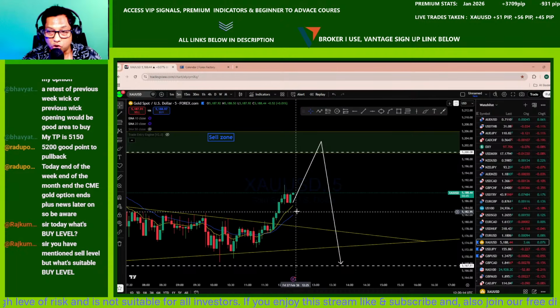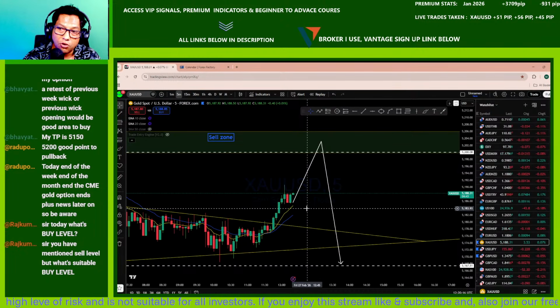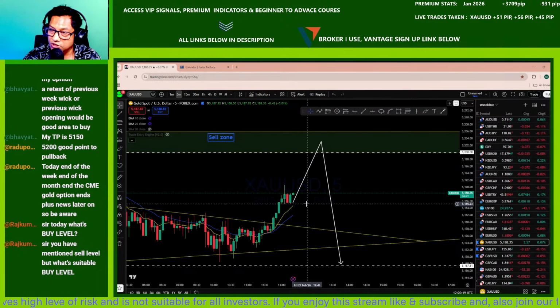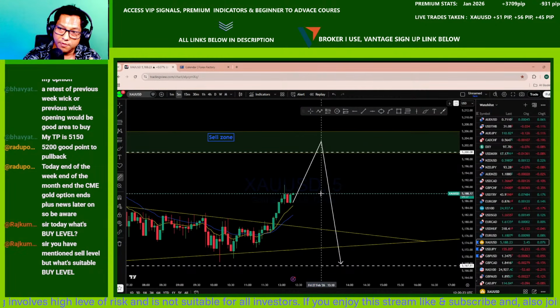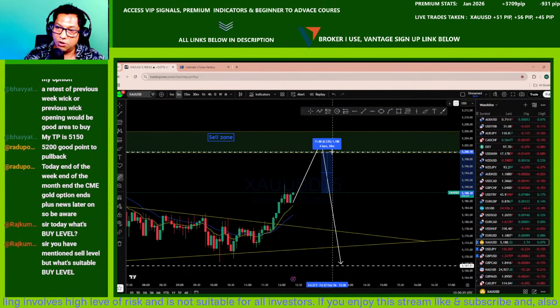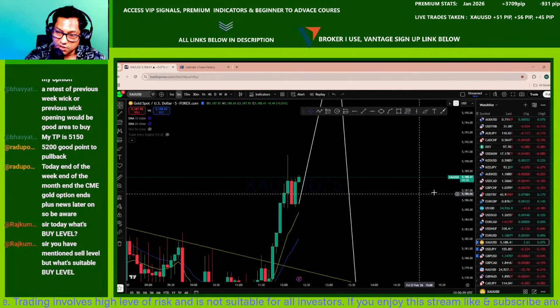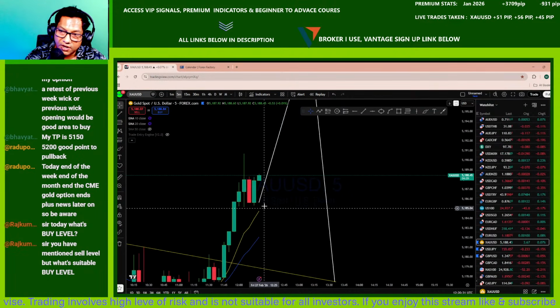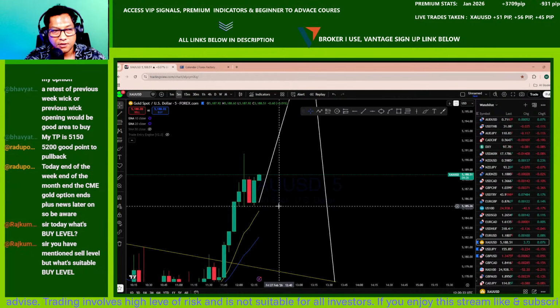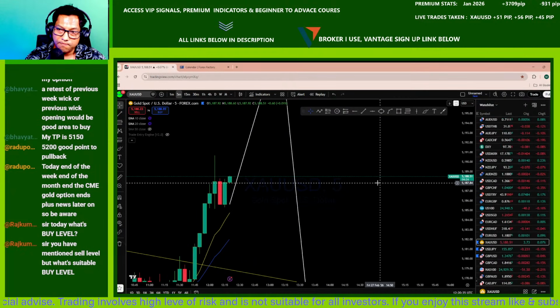However, if we see stronger rejection, a false breakout of this support, this is a double bottom, 5185 is a good level for short-term buy entry. That means it's around 100 pips more we can expect, but at the moment I'm not entering because it left a fragile level that can break at any point in time.